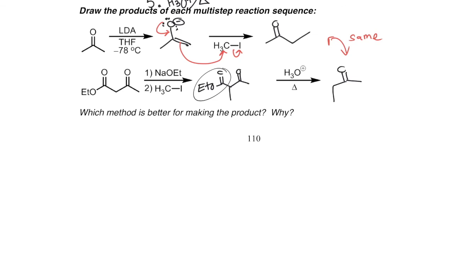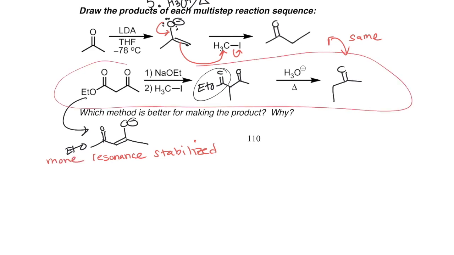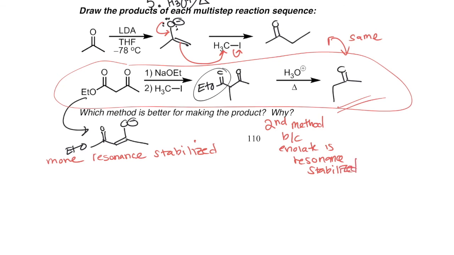Which way's better? Well, one thing I didn't draw here, what's the hard part here? It's hard to make an enolate because we're making a charged species. And notice this, so let's compare the hard part, the enolate step. Notice that it's resonance stabilized in both cases, but this one has more resonance. So this is actually the better way to make this particular product, the alkylated product. Second method's better because the enolate's resonance stabilized.